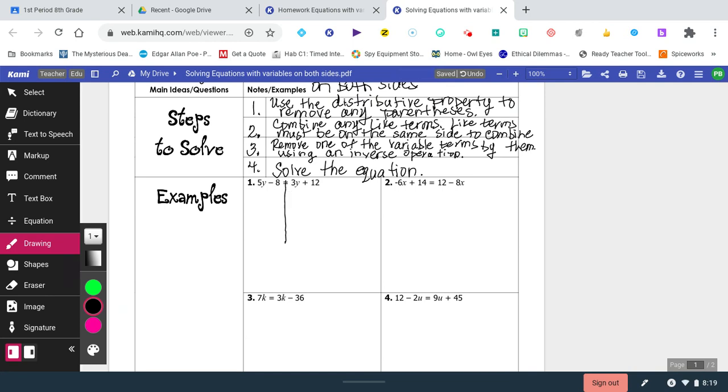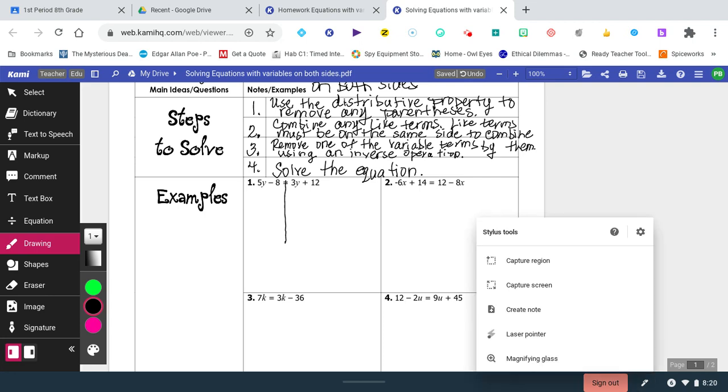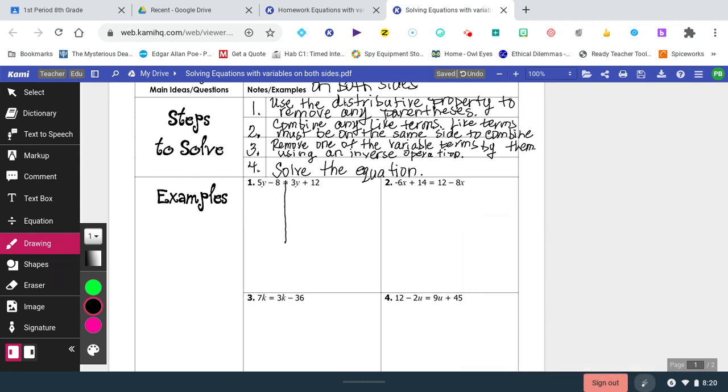Okay, so it says, number one, use the distributive property to remove any parentheses. On number one, I see none. Look at step two. Combine any like terms. Like terms must be on the same side to combine them. Well, if you look on the left side, there are no like terms. Look on the right side, there are no like terms. That's a 3y and a 12. So you're not going to be combining any like terms on the left or the right.